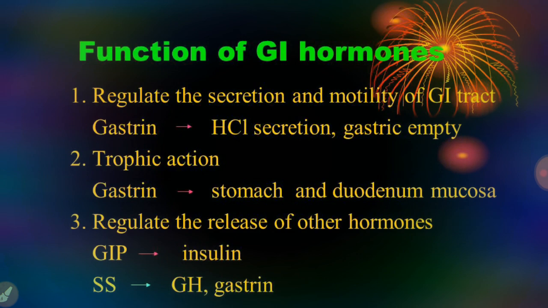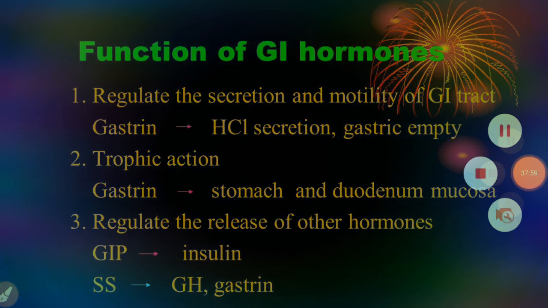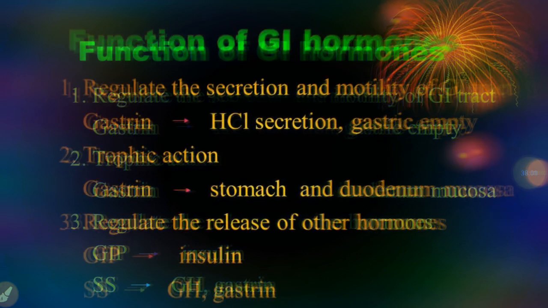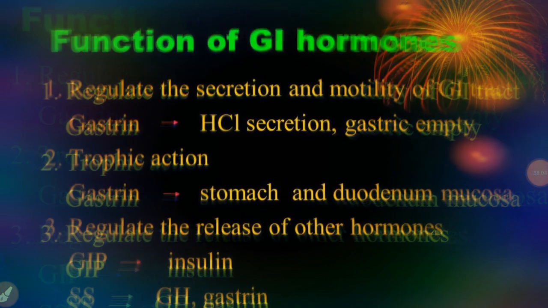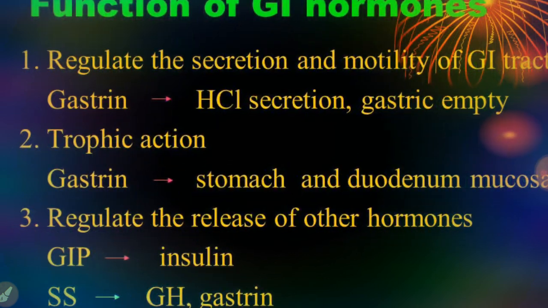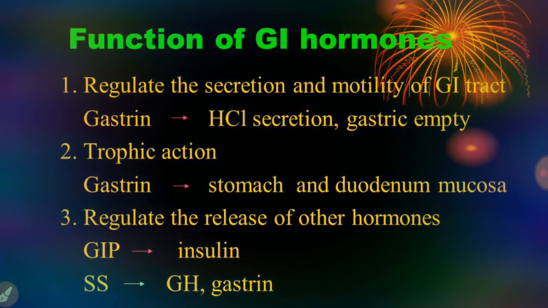Then the functions of the GI hormones. We know the main function is that they regulate secretion and motility, meaning improving the movement of the GI tract. Gastrin: if there is an increase in gastrin, automatically there is HCl secretion and also gastric emptying. The second function is the trophic action. Here the trophic action is seen with the gastrin hormone, which acts over the stomach and the duodenal mucosa.